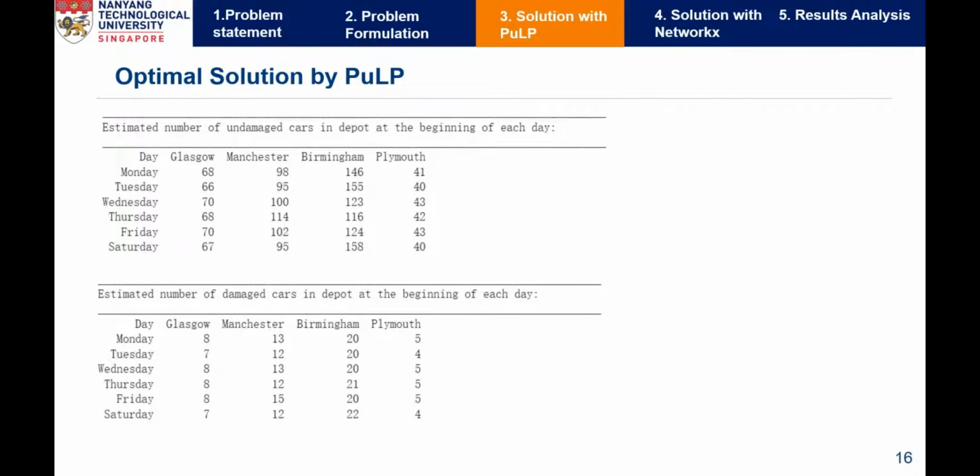Here we can see the optimal daily distribution of cars. For example, in Birmingham, around 146 undamaged cars are available on Monday, and about 86 are rented out. These are perfect situations.